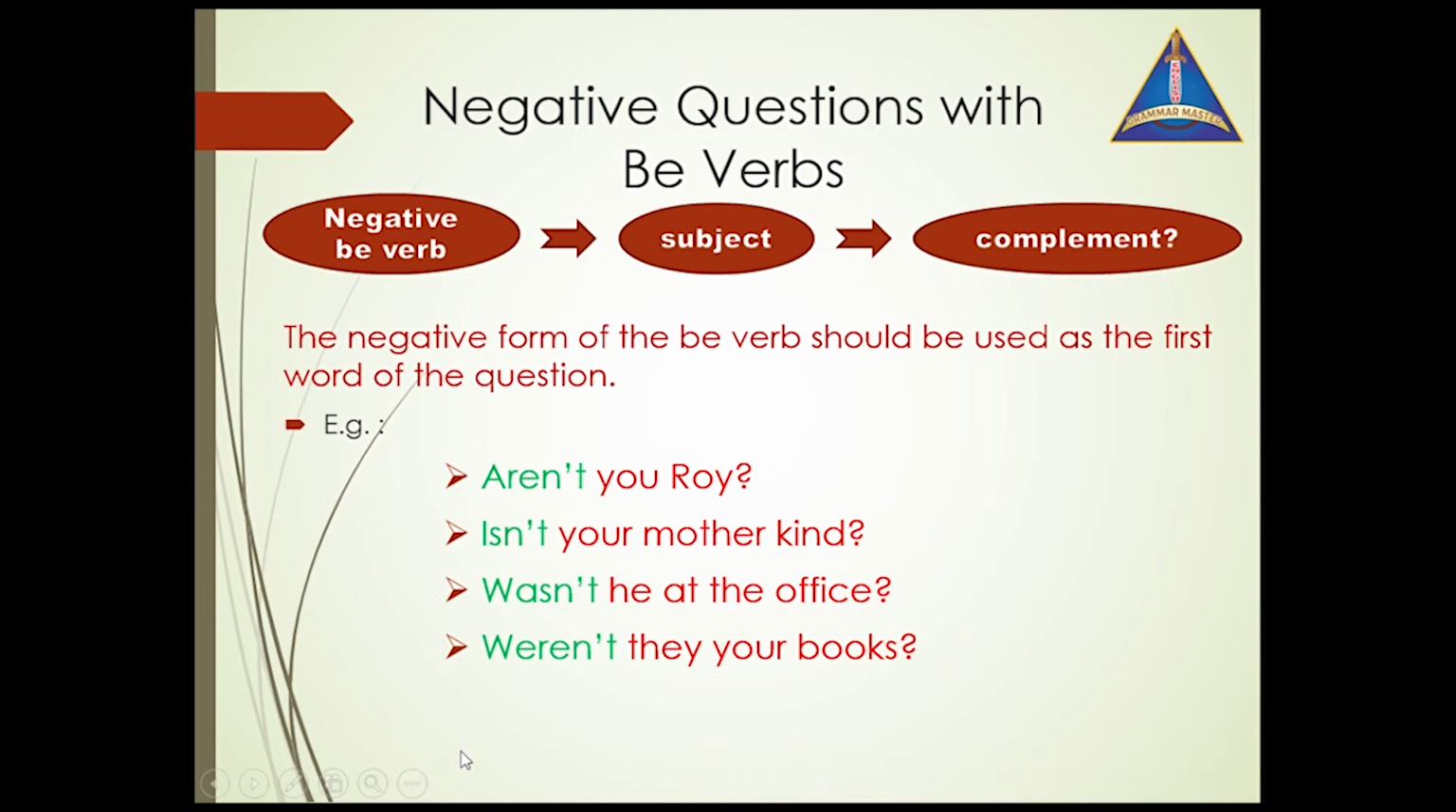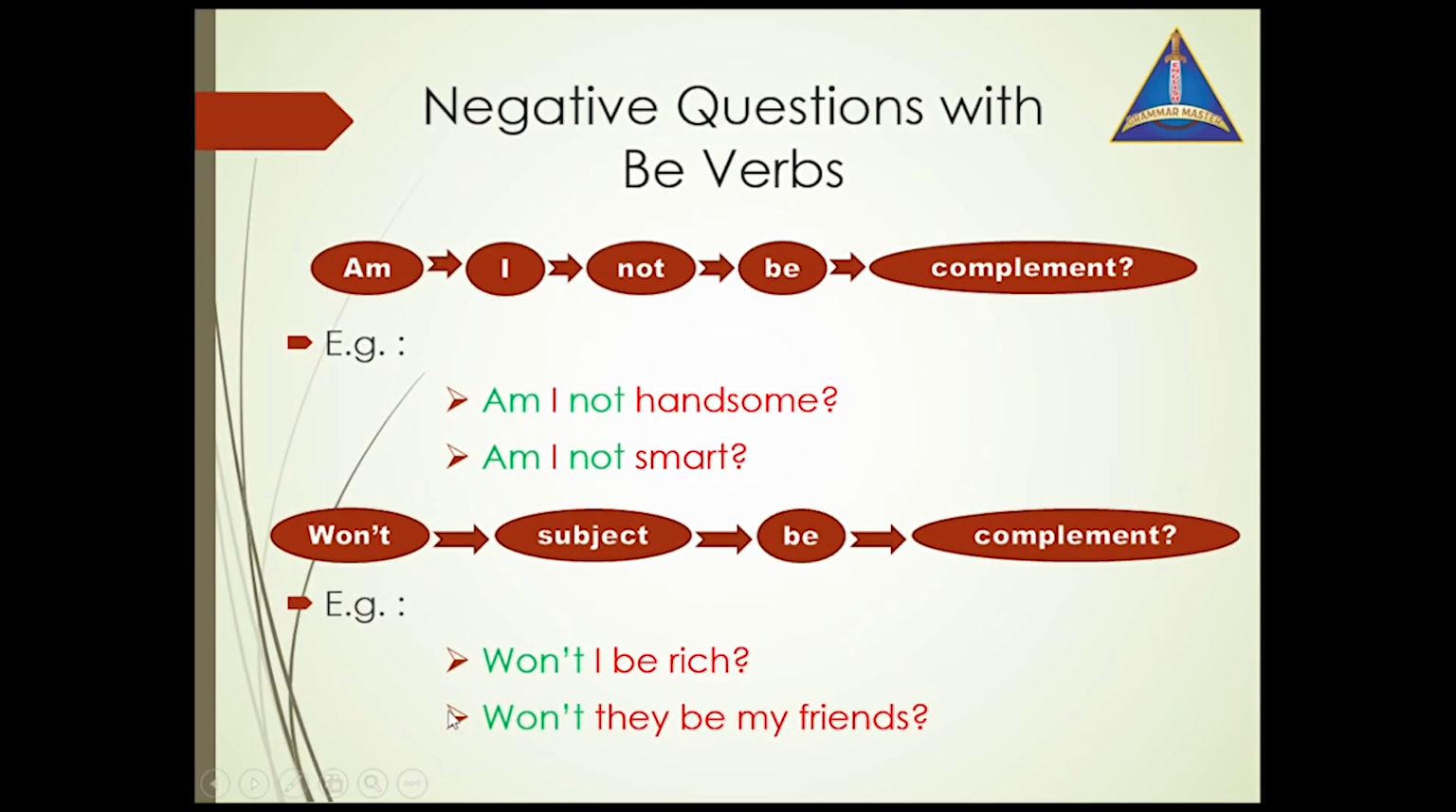Weren't they your books? But if you want to make a negative question with am, the structure is quite different from others. It should be like this. You should first place the be verb am, then I, next not, next be, finally the complement. Examples: Am I not handsome? Am I not smart?